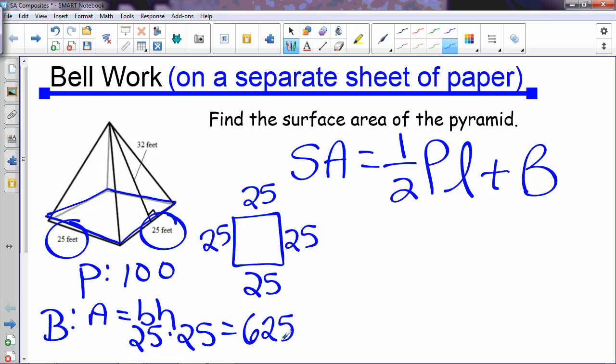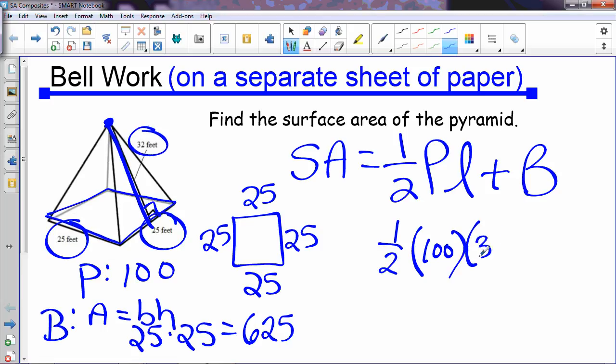So now that I have my capital P and my capital B, let's go back to the problem and plug in what we know. So 1/2 is in the formula. Perimeter we found to be 100. Slant height, that cursive L, that's how tall your pyramid is. So find the height that connects to the tip of your pyramid, which in this case is 32. That's going to be my slant height. Plus the area of my base, which we found to be 625.